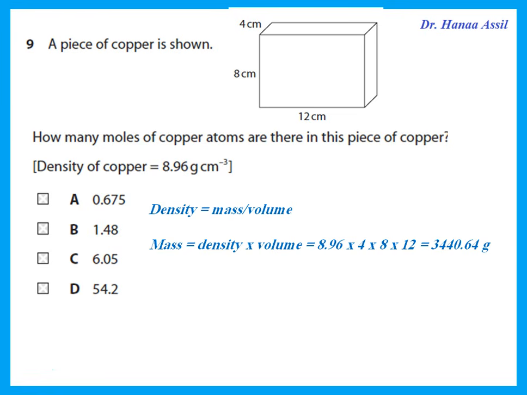The density he gives me is 8.96. The volume is length times width times height, 4 times 8 times 12. So this gives me a mass in grams. Now I can use that to get the number of moles, mass over molecular mass. This gives me the number of moles of 54.2.